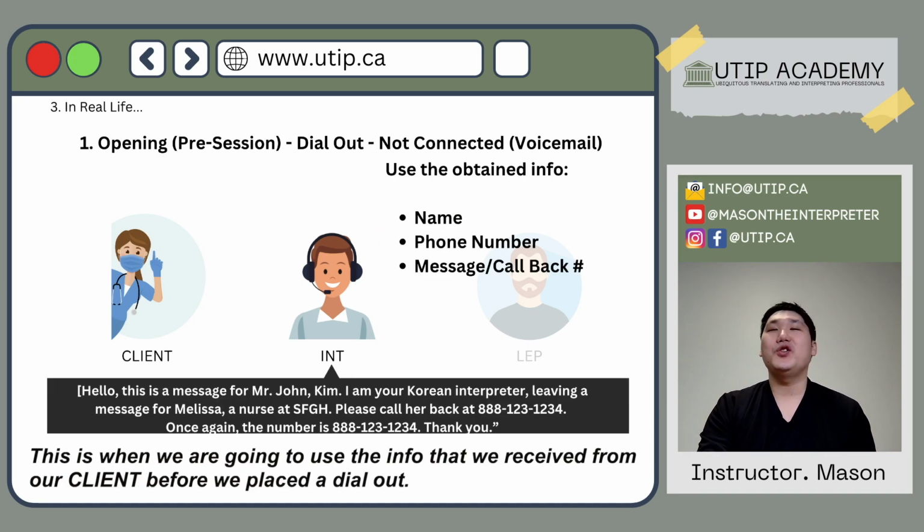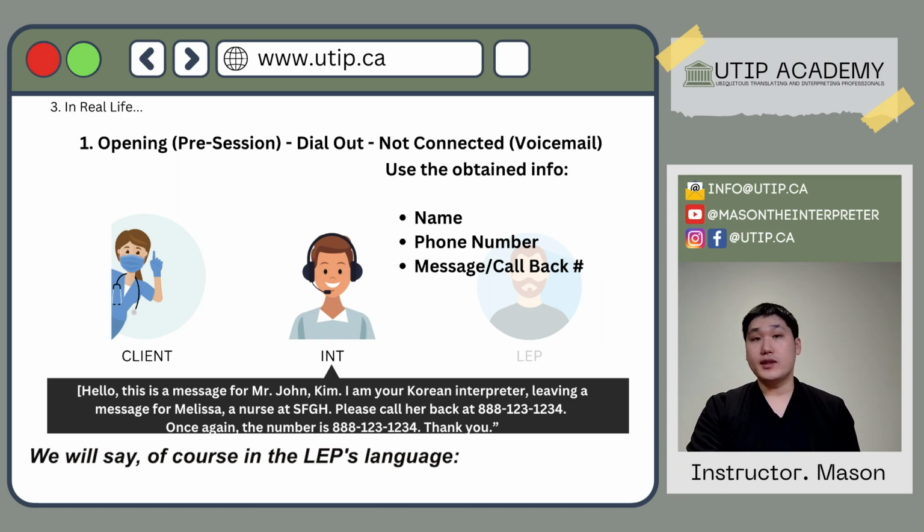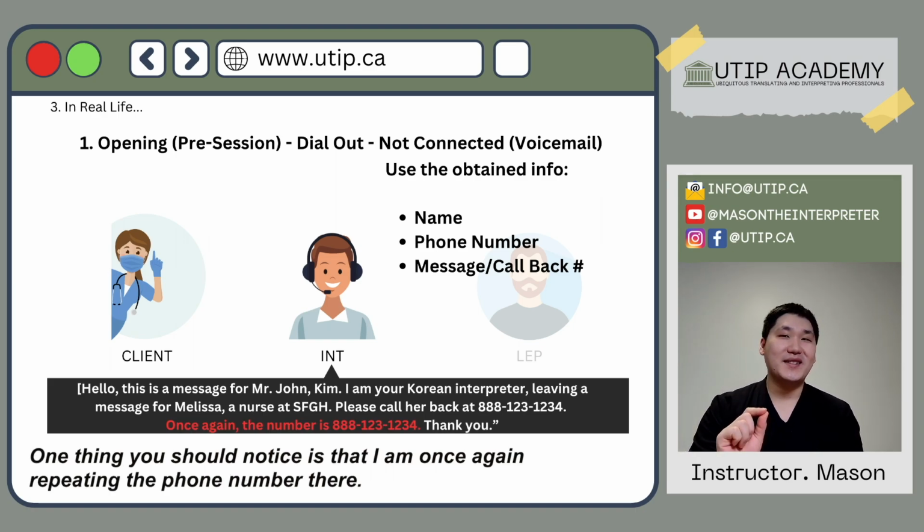This is when we are going to use the info that we received from our client before we place the dial out. We will say, of course, in the LEP's language, hi, this is a message for Mr. John Kim. I am a Korean interpreter leaving a message for Miss Melissa, who is a nurse at San Francisco General Hospital. Please call her back at 888-123-1234. Once again, the number is 888-123-1234. Thank you.